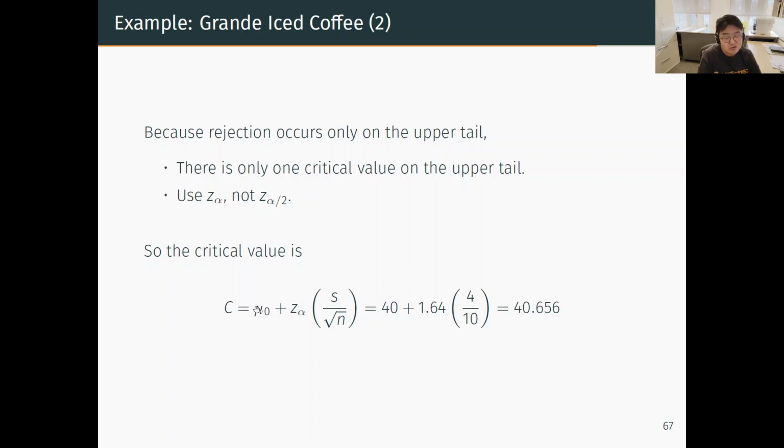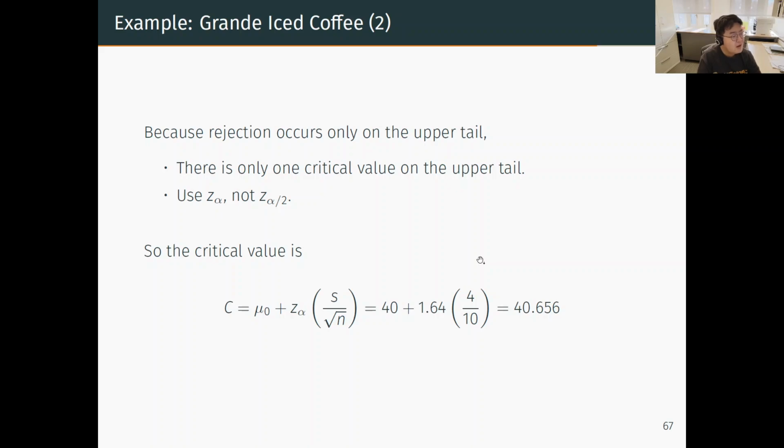And mu0 is 40 degrees in your hypothesis. And the standard deviation is 4, over the square root of the sample size. Sample size is 100, so the denominator must be 10. And then you get this number. So if the temperature is greater than 40.656 degrees, then you believe, oh, this coffee shop's iced coffees are too warm, so you are not coming back. You're going to punish the coffee shop by not going back.